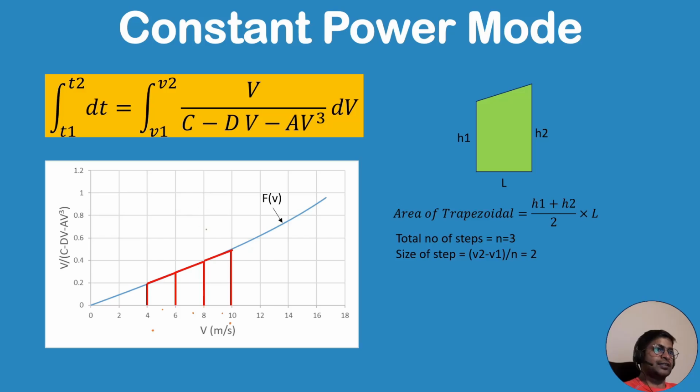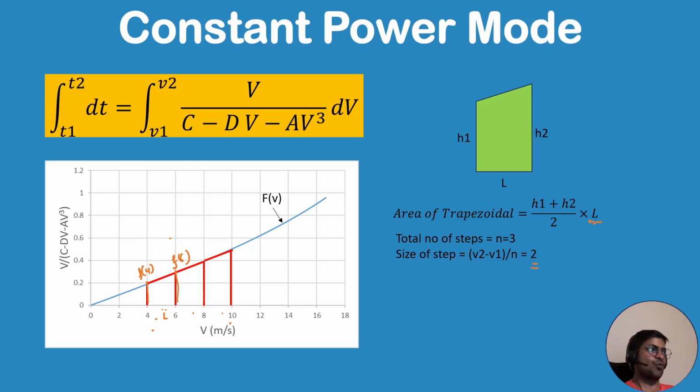Now if we see here, this is nothing but a trapezoid. So we know the formula of the trapezoid. What is the area of a trapezoid? It is nothing but h1 plus h2 divided by 2 into L. What is L? It is nothing but the step size. What is h1? It is f of, in this case, f of 4. What is h2? It is f of 6. Next, I have taken n equal to 3, the number of steps, and the step size in this case is nothing but 2.